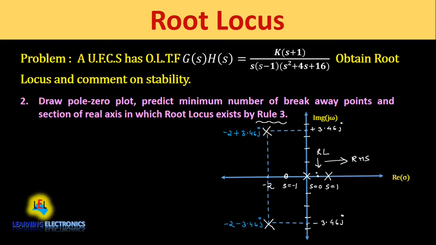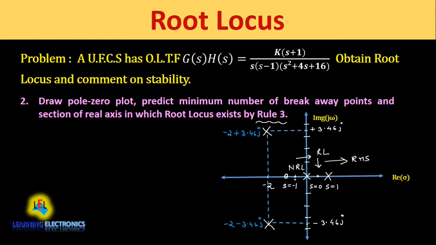Now we will take one point between s equal to -1 and s equal to 0, somewhere here, and again by applying rule number 3 we look at the right hand side of this point. Then we can see that two poles exist to the right hand side of this point, which are even in number. Therefore this point will not lie on the root locus. That means the section between s equal to -1 and s equal to 0 will not lie on the root locus.